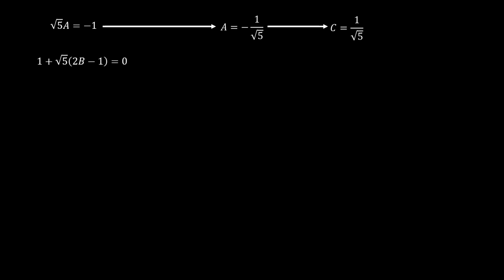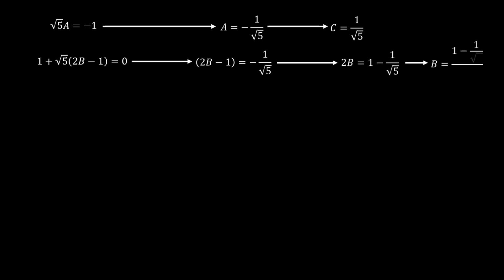Also, equally, since we saw that 1 plus root 5 times (2b minus 1) equals 0, now we can subtract 1 on both sides, so we have root 5 times (2b minus 1) equals negative 1. Then if we divide by root 5, we have 2b minus 1 equals negative 1 over root 5. And therefore 2b is the same as 1 minus 1 over root 5. And therefore b is the same as (1 minus 1 over root 5) over 2.